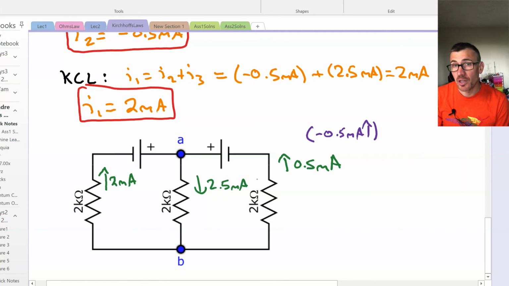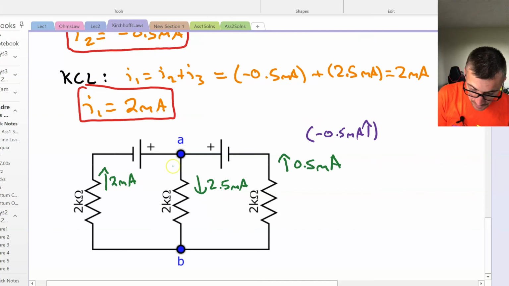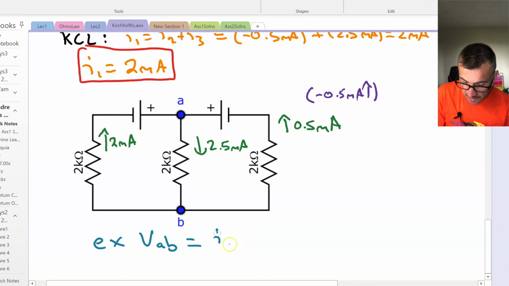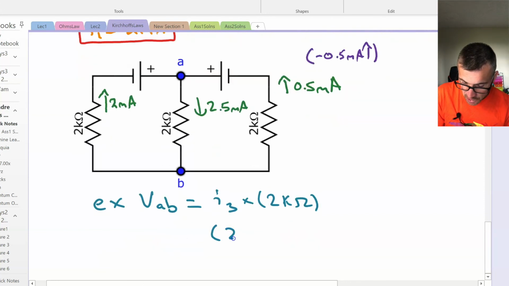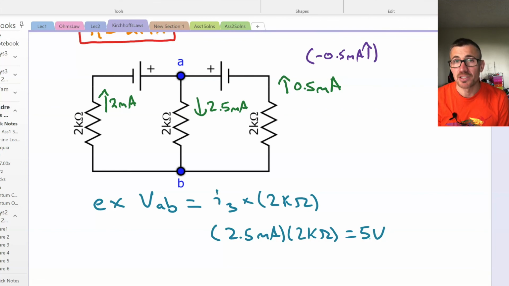If we want to get the voltage drops across the resistors, we can just apply Ohm's law. For example, if I want the voltage between A and B, well, it's just IR. So it's I3, we called it, times 2 kilo ohms, or 2.5 milliamps times 2 kilo ohms, and that's equal to 5 volts, which, if you recall, is exactly what we found. So that's the second way that we can solve for all the quantities in a circuit.